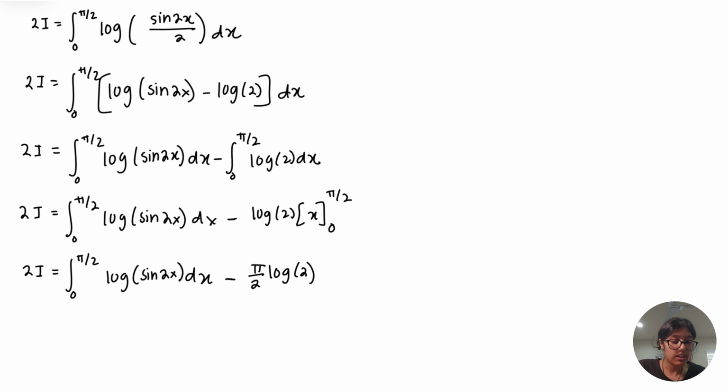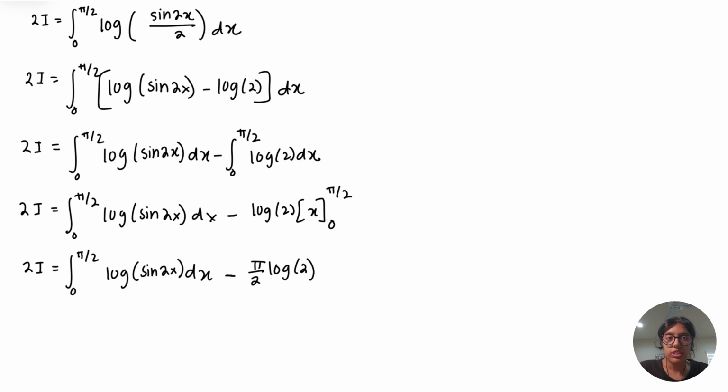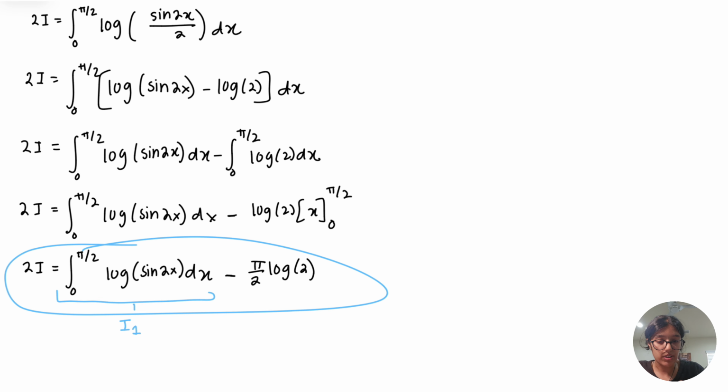Alright, so we simplified a lot. Just to remind you guys, what we're trying to do is prove that I is equal to negative pi over 2 log 2. So essentially all we have left to solve is this integral right over here. I'm going to label this as, let's say, I1. So we're just going to be solving I1, but then we're going to substitute whatever we get for I1 back into this equation over here.